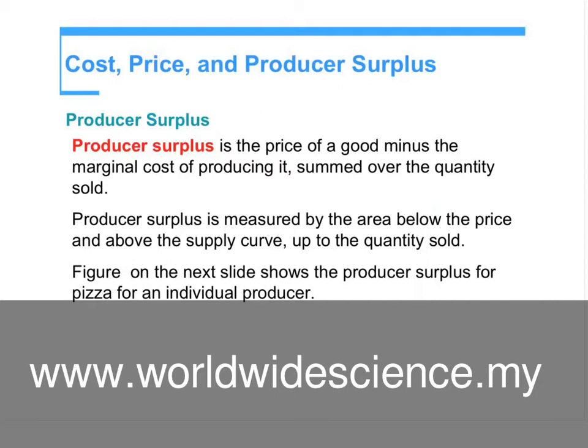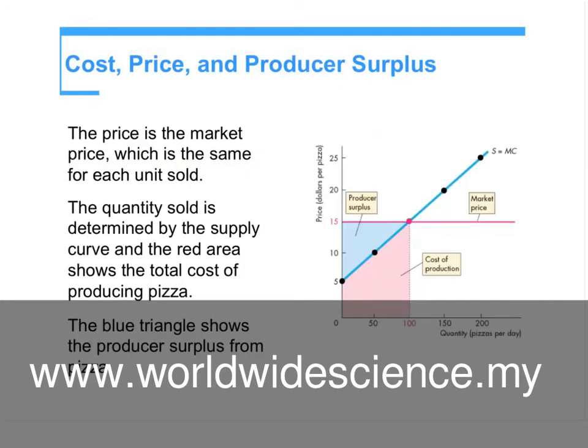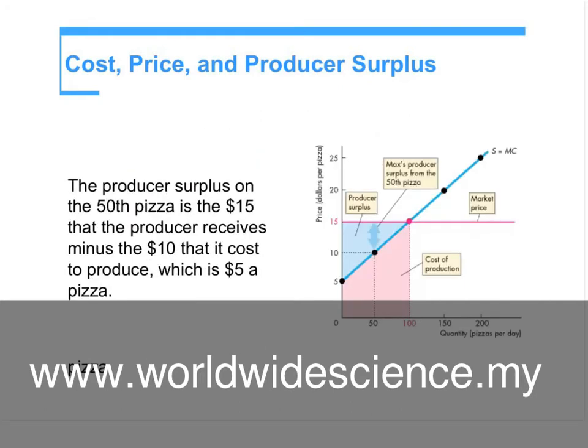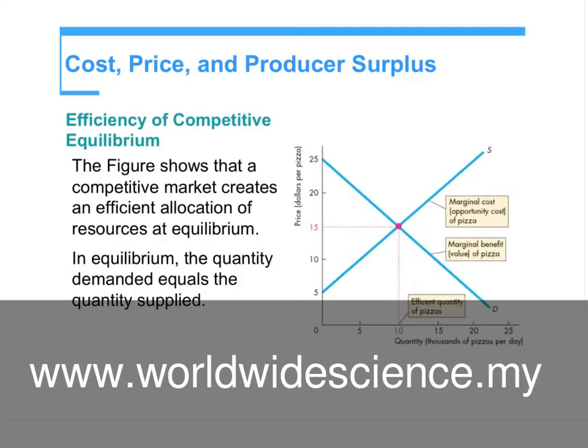Is the competitive market efficient? That's our next question. Efficiency of competitive equilibrium. This figure shows that a competitive market creates an efficient allocation of resources at an equilibrium. In the equilibrium, the quantity demanded equals the quantity supplied. As you can see here, the quantity that is demanded and the quantity that is supplied meet at 10 and 15. So at 10,000 pizzas per year, the price of 15 will give us an equilibrium of efficient allocation of resources.